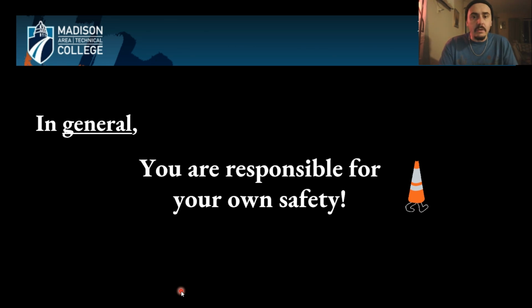All right, so in general, you are responsible for your own safety. Again, this is the theme here today. In general, you're going to make mistakes, but if you consider safety and you really think about how you're going about things, then you should be fine. The hazards in the workplace should be kept to a minimum.